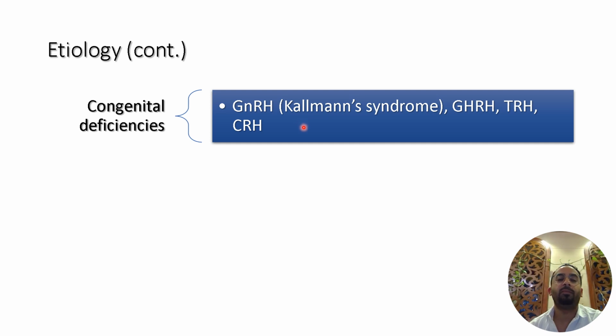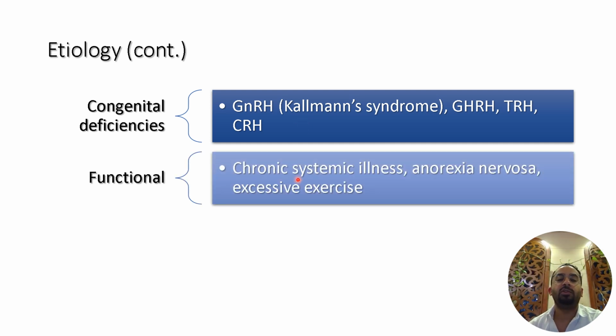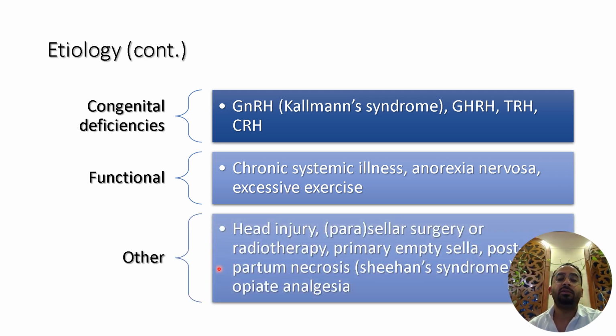Functional causes, like a patient with a chronic systemic illness severe enough to cause weight loss, anorexia, excessive exercise, like a competitive athlete with a very low body mass index. These can cause functional hypopituitarism from a hypothalamic source. And others like head injury, like our patient we discussed, surgery or radiosurgery, are also reasons that can cause hypopituitarism as a complication of this treatment.